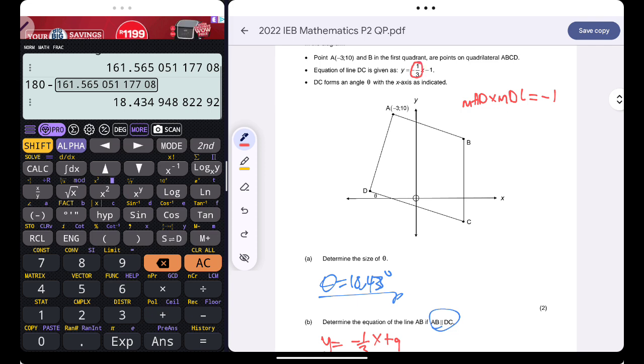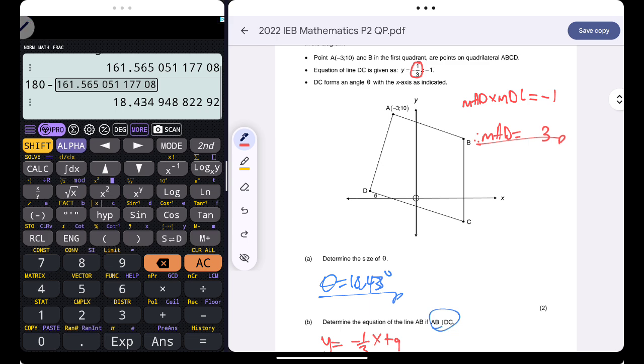For me to find the gradient of AD, I just need to flip the gradient of DC around and then change its sign. So the gradient of line AD, when I flip 1 over 3, I will have a 3, and then I'll change the sign. The sign of the one gradient was negative, so this one will be positive. I don't need to write the positive sign. So the gradient of line AD is equal to 3.